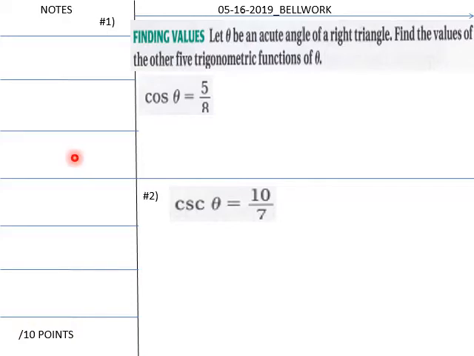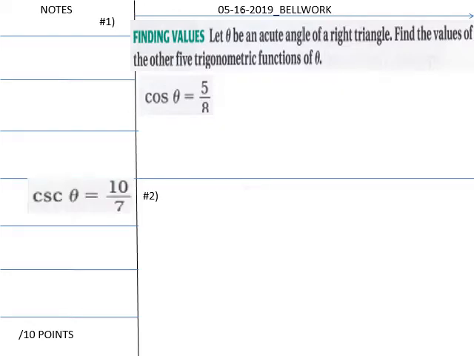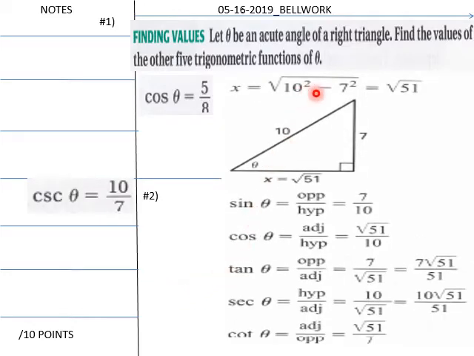Okay, welcome back everybody. Here is number 1 for our plug-in here. This is 5/8, by the way. We come up with square root of 39 for x here, and then these are our trig functions now that we know all sides of this triangle. And then for number 2, this would be square root of 51 here, and then we fill in the other trig functions once we know that.